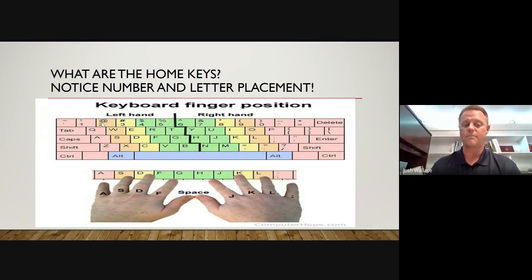If you notice on the top, you have all your numbers and symbols above that you can use certain keys to get these symbols out. And we're going to talk about one of those keys that help you do capital letters in just a few minutes.